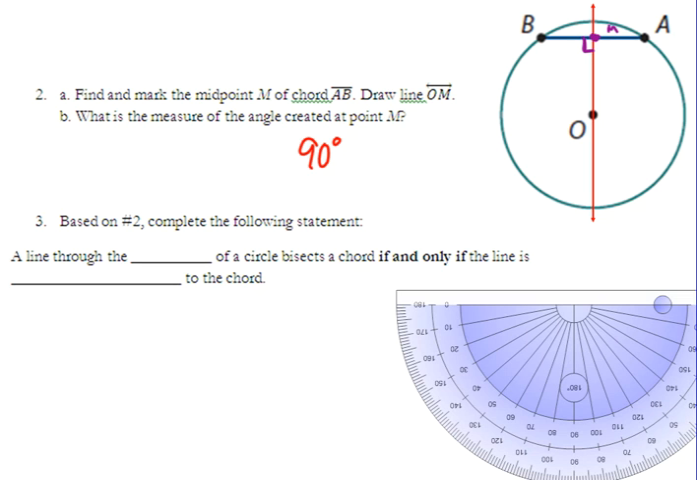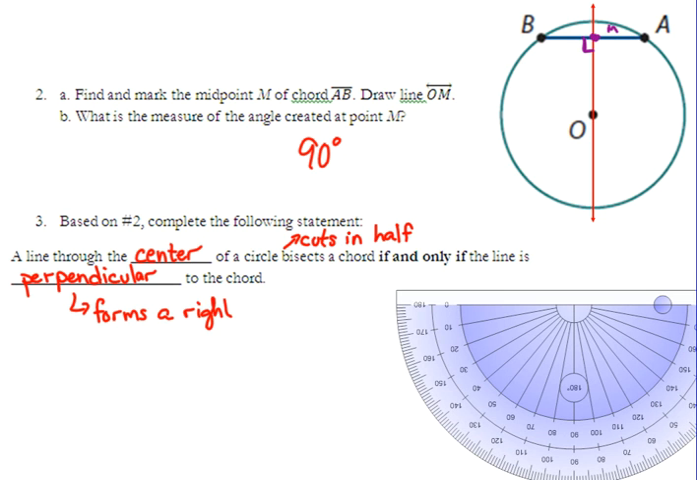All right, so let's fill in the blanks in this statement here. It says a line through the center of a circle bisects. What does bisect mean? Cuts in half. It cuts a chord in half if and only if the line is perpendicular to the chord. What does perpendicular mean? Forms a right angle, or a 90-degree angle.